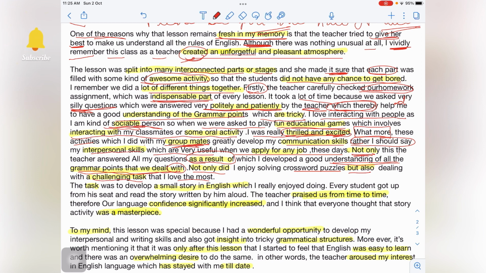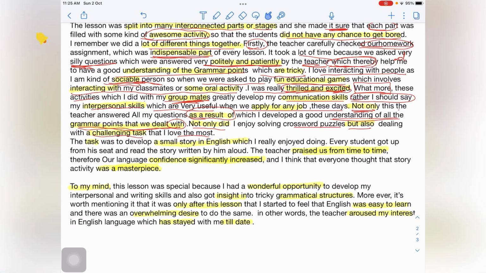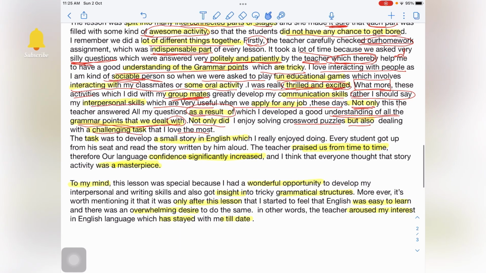Now, what is the challenging task, that will come afterwards. See, the task was to, now you are interlinked, this is again cohesion. The task was to develop a small story in English, it could be of 10 lines, which I really enjoyed doing. Every student got up from his seat and read the story written by him aloud. Aloud means speaking loudly in front of the whole class.